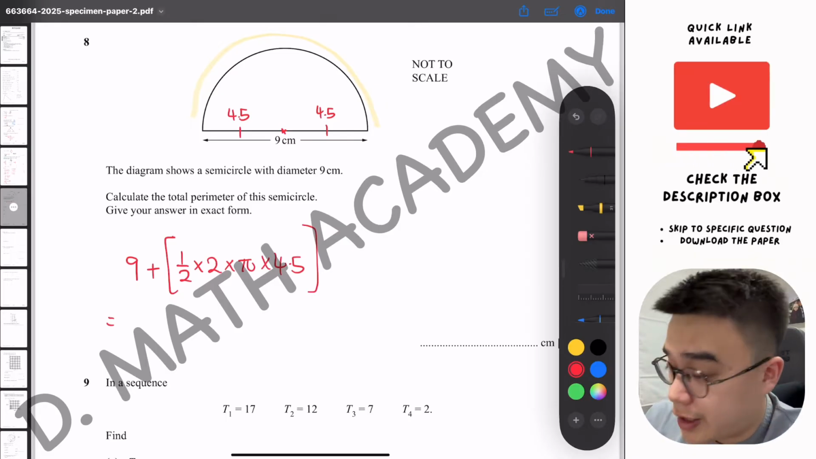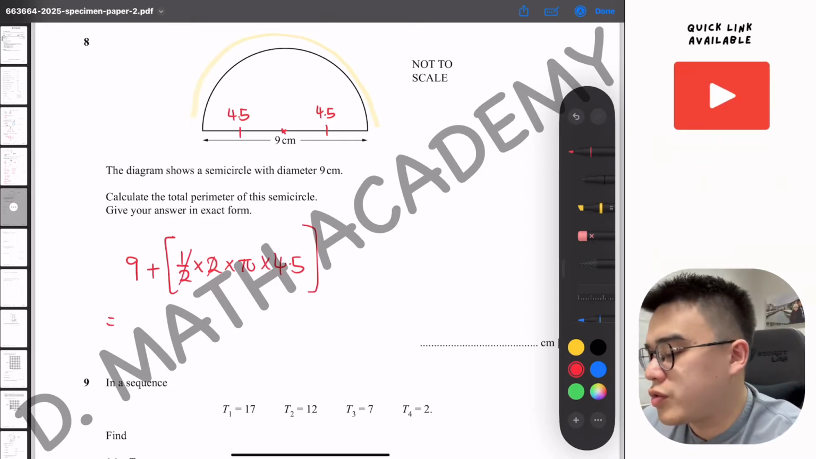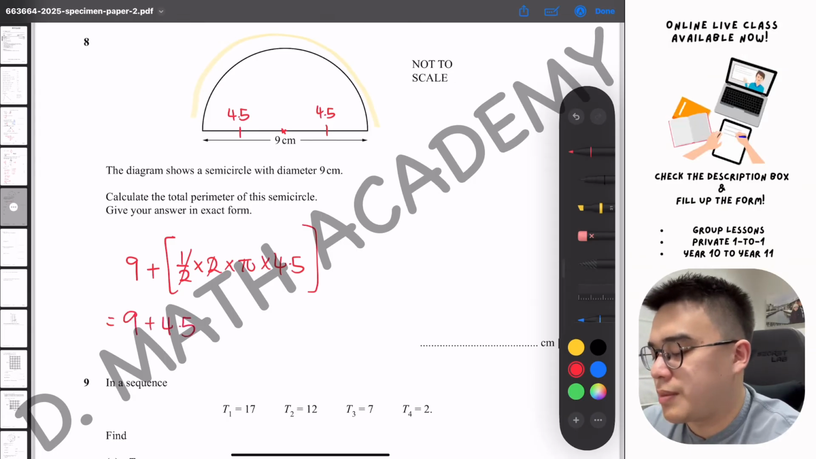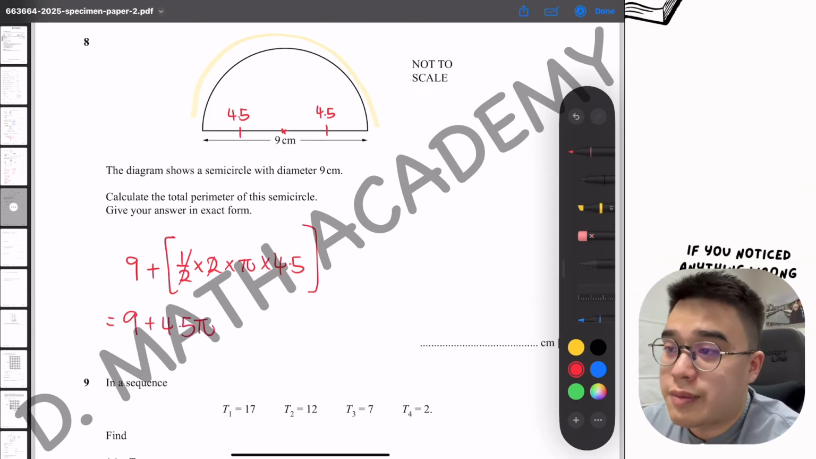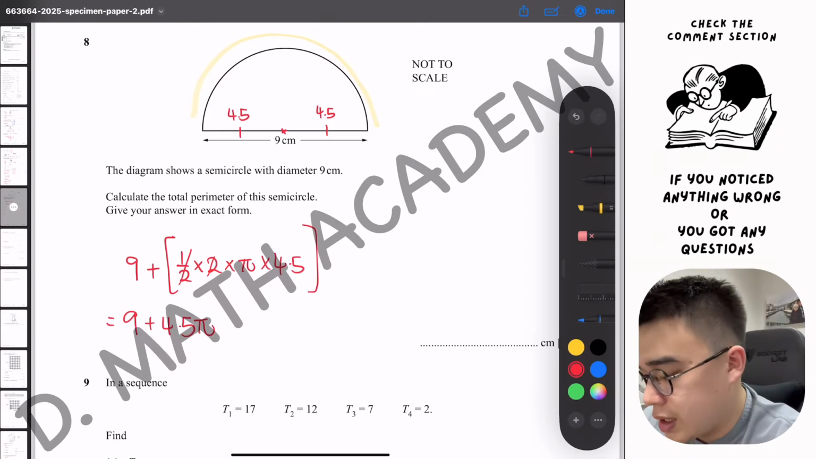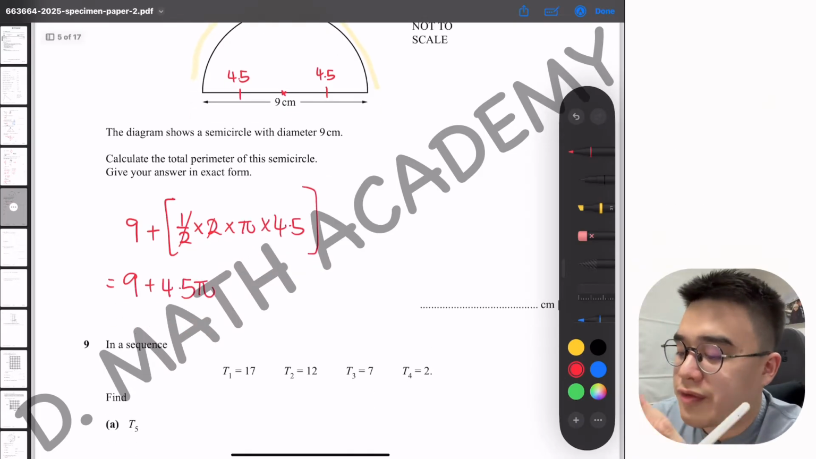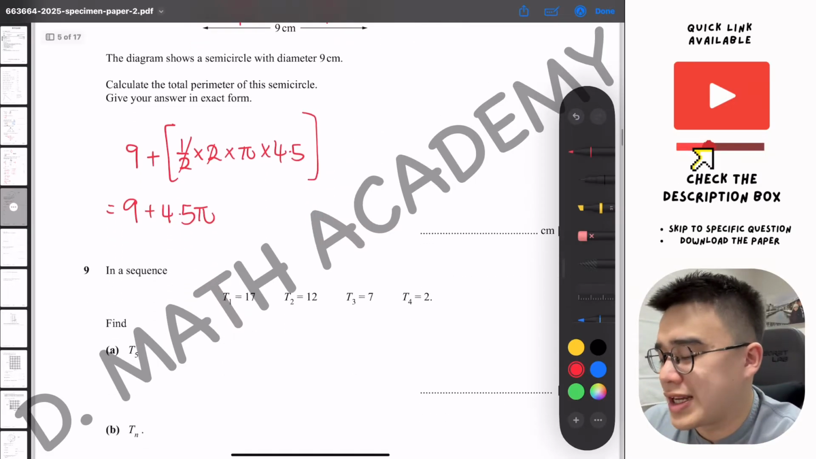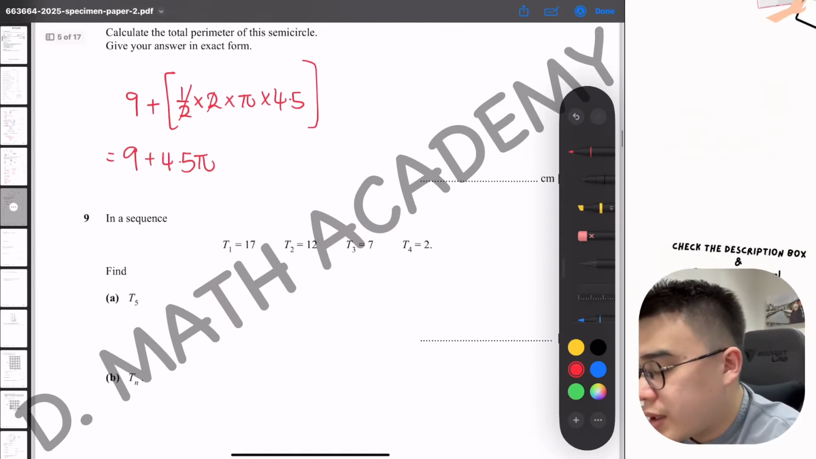Okay, I made a mistake here. The 1 over 2 and 2 will cancel off each other, making your final answer just 9 plus 4.5 pi, and that's it. If you decided to put the 4.5 pi at the front plus 9, that one is also acceptable. Okay, question 9.